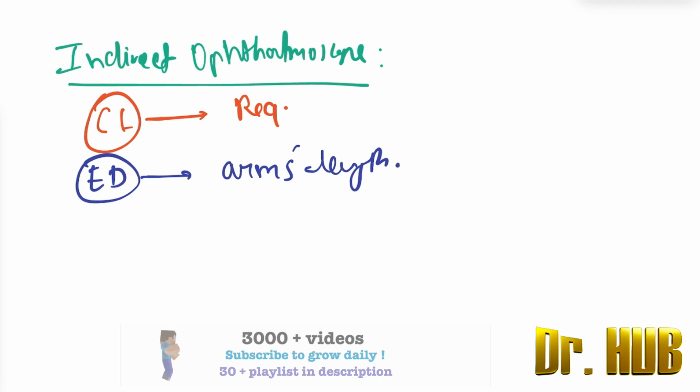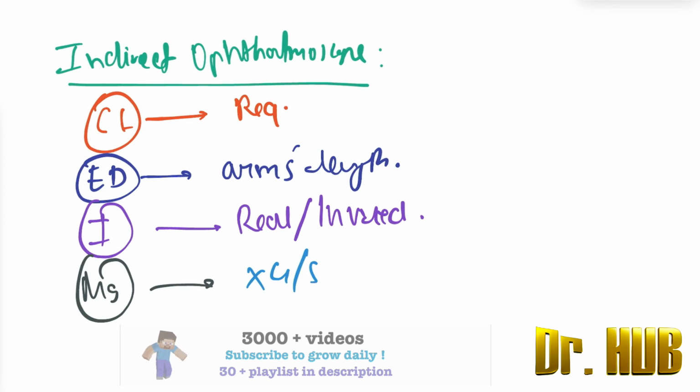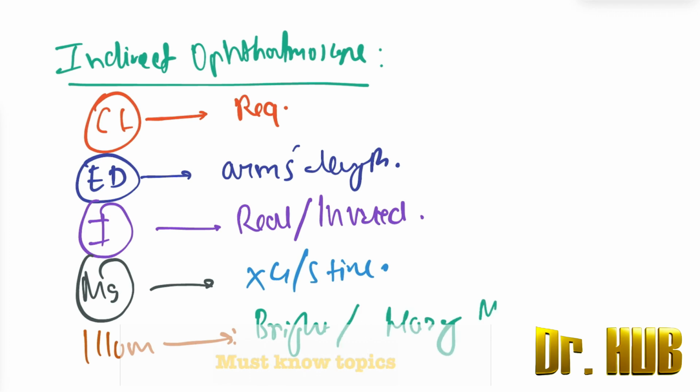Next comes the image. The image in case of the indirect ophthalmoscope appears real as well as inverted. The magnification is 4 to 5 times. Then what about the illumination? The illumination is bright, and it is useful in hazy media.